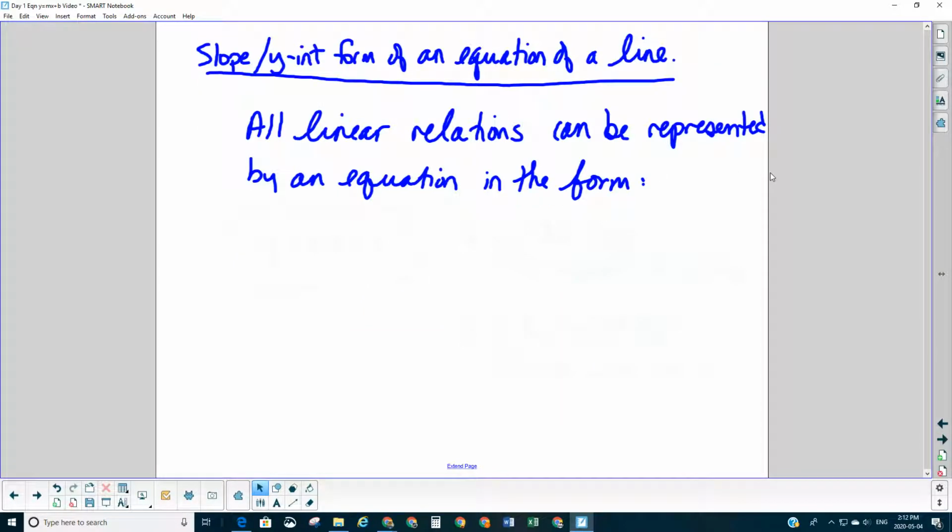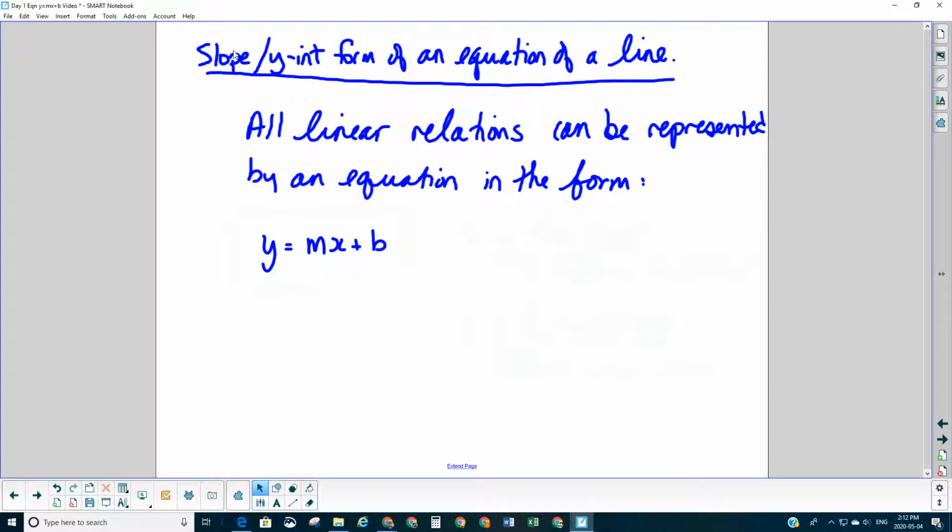So we've been talking about equations of lines with tables and graphs and everything like that, but we're going to formalize it today and give it a name. It's called the slope y-intercept form of an equation. All linear relations can be represented by an equation in the form y equals mx plus b. We've been hinting at this all last unit. We know the slope is the number that goes in front of the x, and the flat rate, or the starting value, is the number that comes after. Now we're just giving it a name.